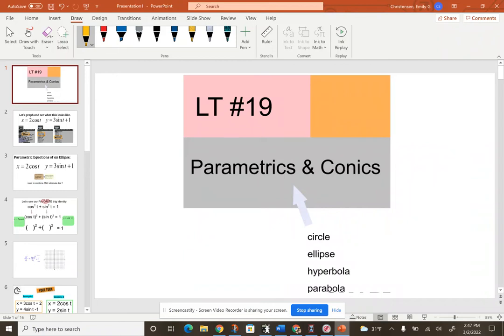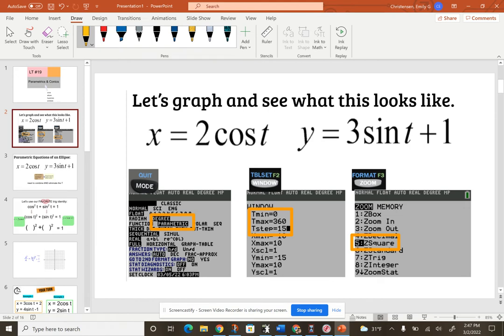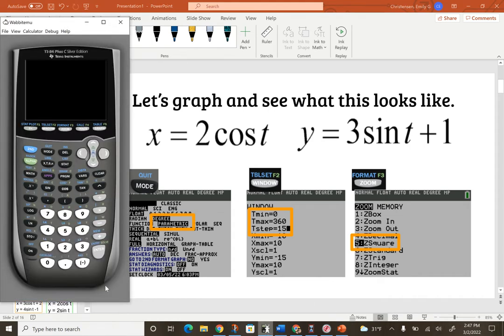Hi everybody, it's Miss C to go over target 19 day 3, which is parametrics with conics, so circles, ellipses, hyperbolas, and parabolas. So let's start with this first example here. I'll show you how to plug it into the calculator if that's something you want to do.